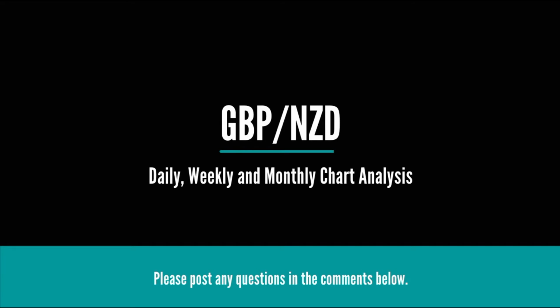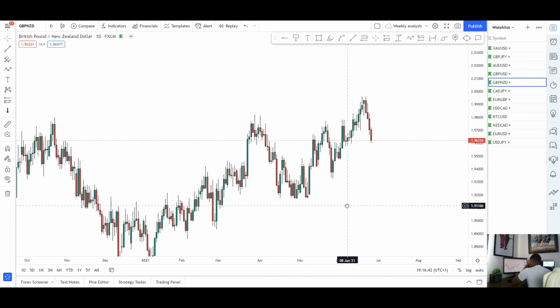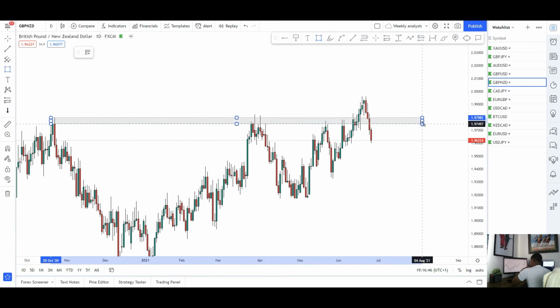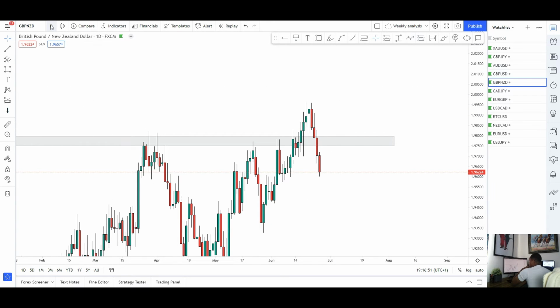Next up, we've got GBP NZD. Okay, so now we've got GBP NZD. So for this pair, I was expecting more upside this week. We just had a strong break above our key level of resistance last week, and if you can get a nice break and retest of that, I said look for some long opportunities.